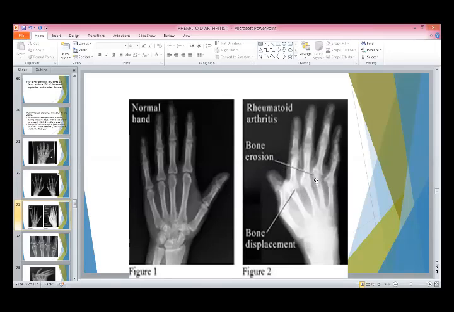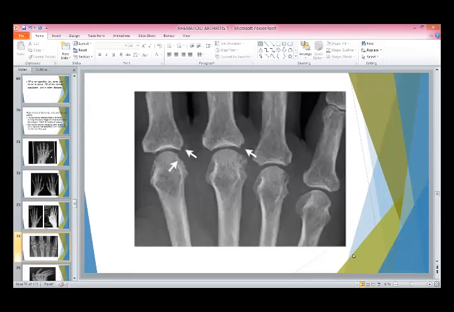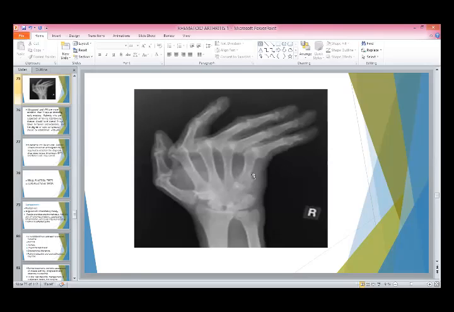This shows erosions, and here is the bone displacement. Normal hand, you can compare this with it. You can find erosions here at this point and bone displacement. Again, erosions. You can see the irregularity. This is ulnar deviation in an advanced case of rheumatoid arthritis.